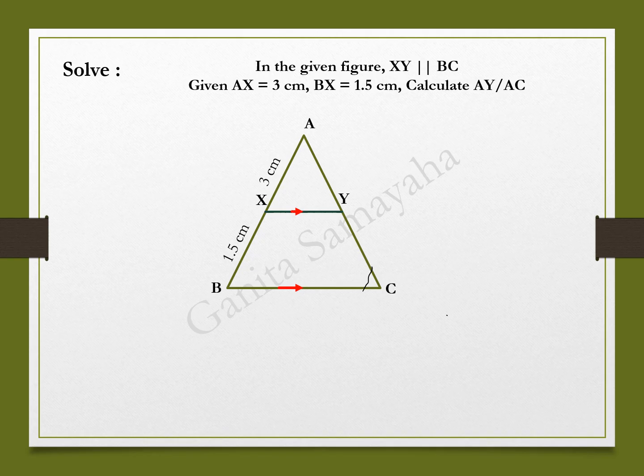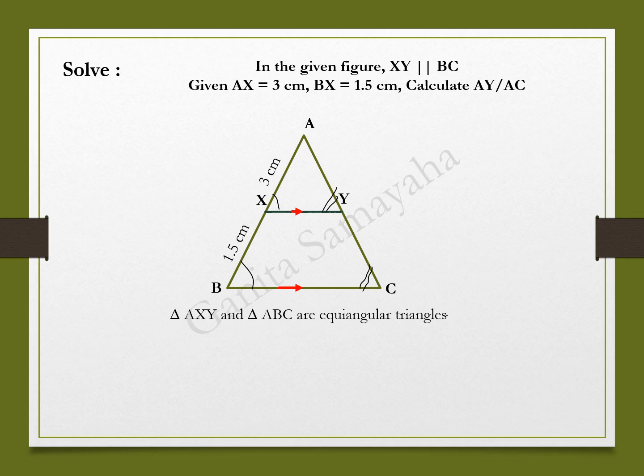Here we have got a triangle ABC in which XY is parallel to BC, and we are given the measurements of AX and BX. We are asked to find out the ratio of AY by AC. Clearly, since XY is parallel to BC, angle X is equal to angle B and angle Y is equal to angle C. Angle A is common. Therefore, the two triangles AXY and ABC are equiangular triangles.